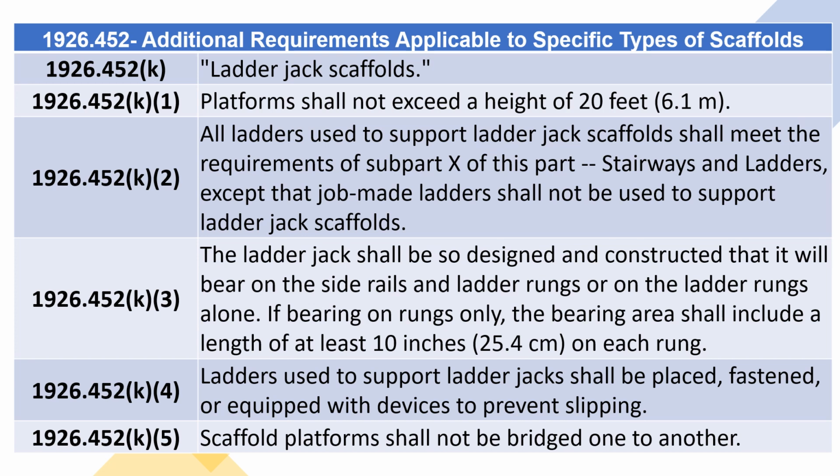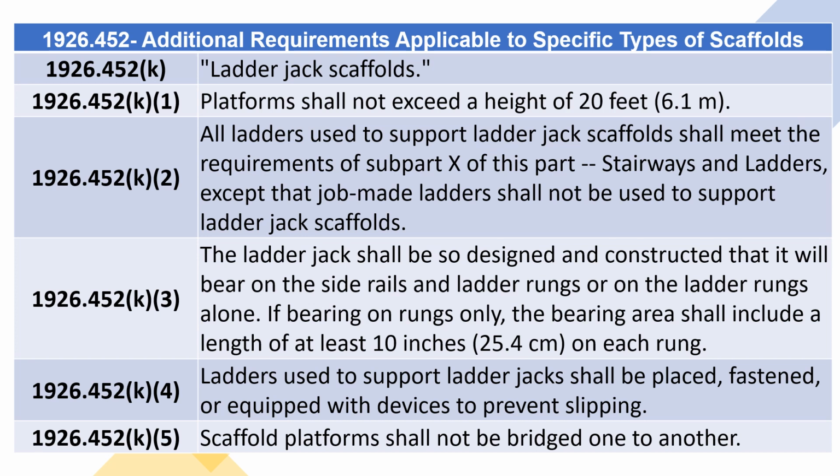1926.452 K. Ladder jack scaffolds. 1926.452 K1 through K5. Platforms shall not exceed a height of 20 feet (6.1 meters). All ladders used to support ladder jack scaffolds shall meet the requirements of Subpart X of this part, Stairways and Ladders, except that job-made ladders shall not be used to support ladder jack scaffolds.